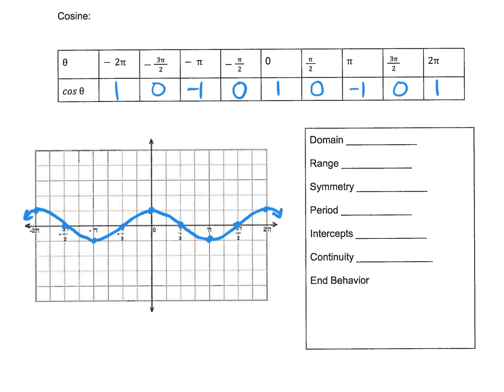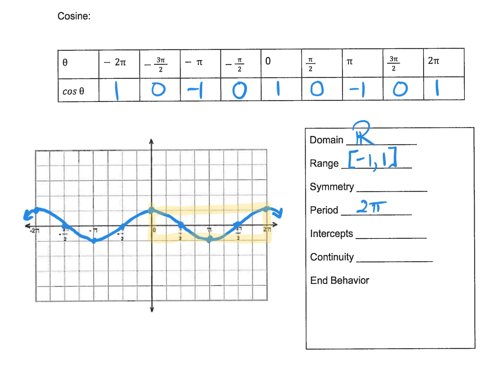All right, so what's the domain? Let's talk about what one period would be of this guy. One period, again, to go from the beginning to where it begins to repeat itself is how far? 2 pi, isn't it? So the period is 2 pi again. What's the domain? All real numbers. What's the range? What's the highest value? What's the lowest y value that you see? -1 to 1 again.